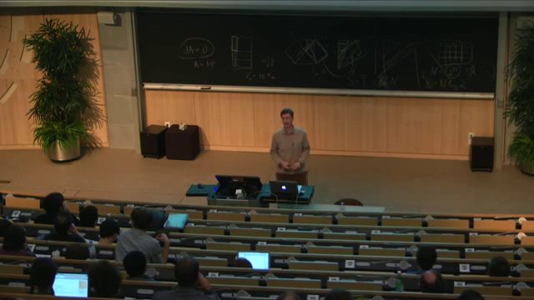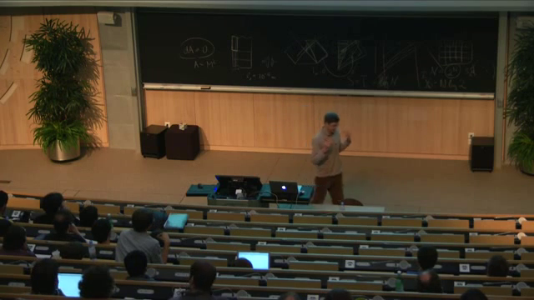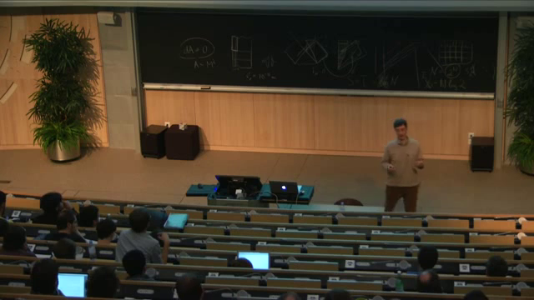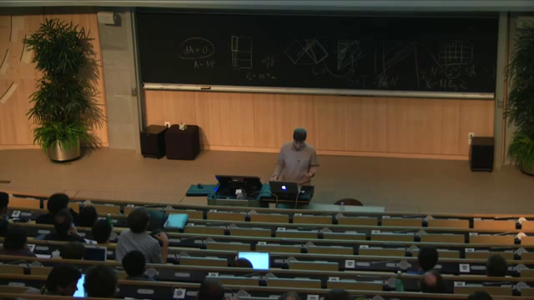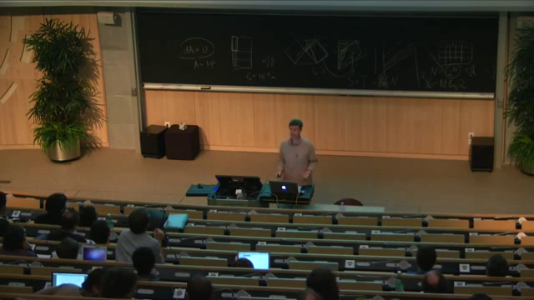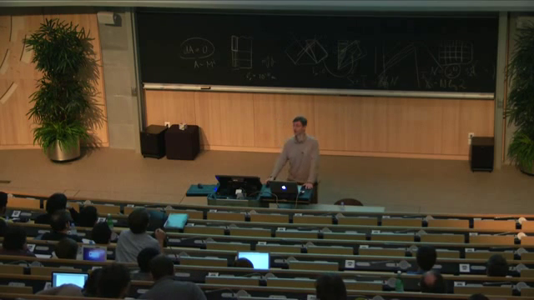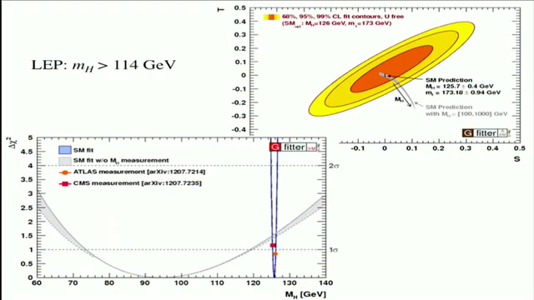Indeed, the first machine that had the Higgs search as one of its main tasks was LEP. Talking about the 90s now, and LEP indeed played an important role in our understanding of the Higgs boson. First of all, it gave the important lower limit on the Higgs mass of 114 GeV.